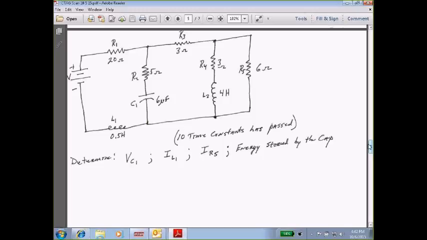Okay, questions, comments about this particular problem? Could you clarify time constant?